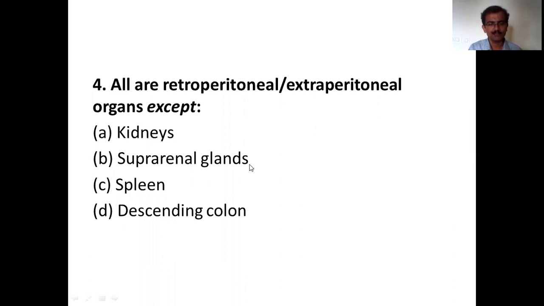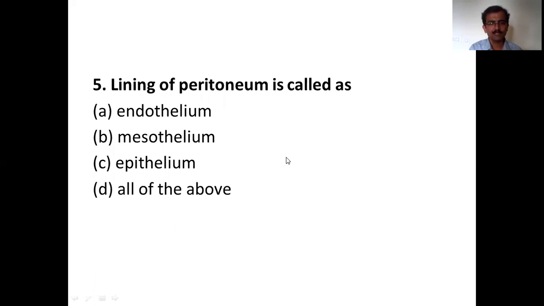Please write the one correct answer to these questions. Fifth one: the lining of the peritoneum is called endothelium, mesothelium, epithelium, or all of the above. So please choose one correct answer.